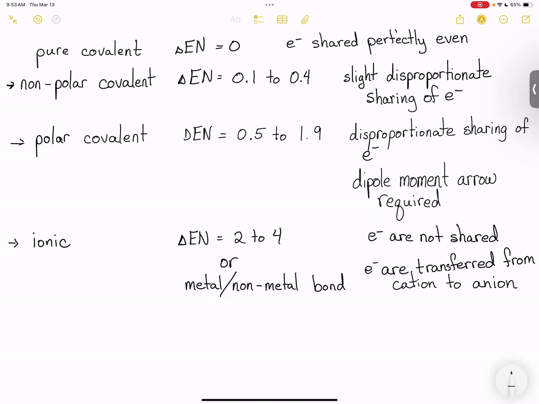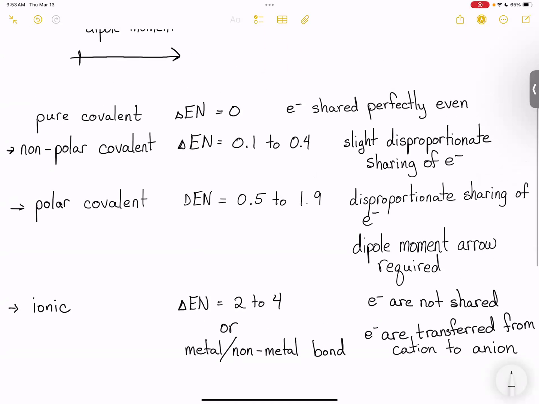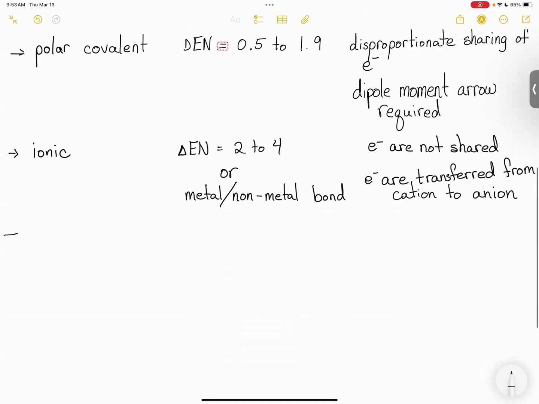You will need to know these differences in electronegativity. You will need to know essentially this column and what it means. So I guess these two columns. So let's look at some examples.